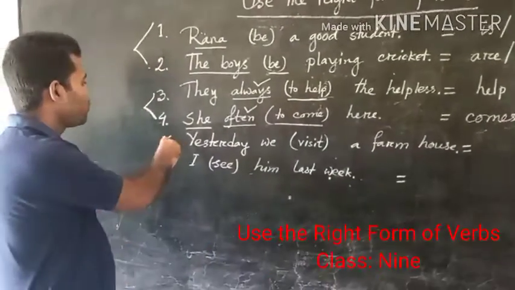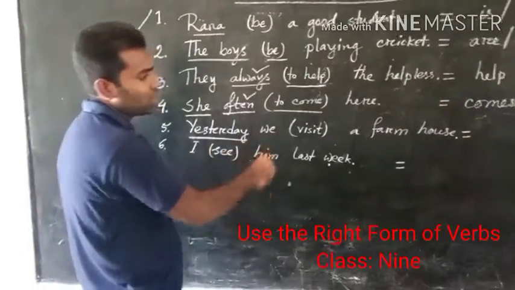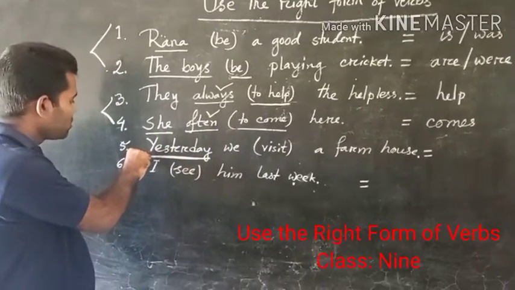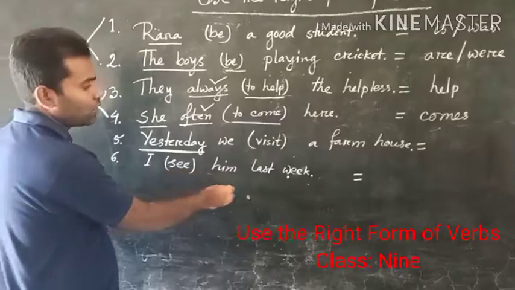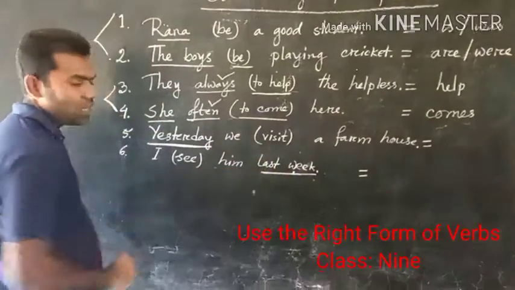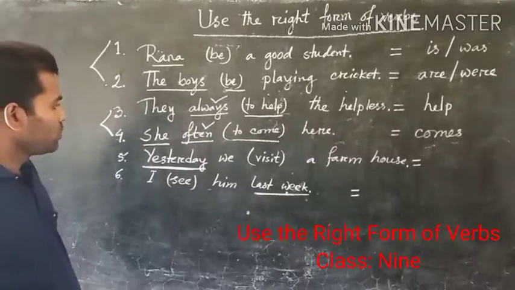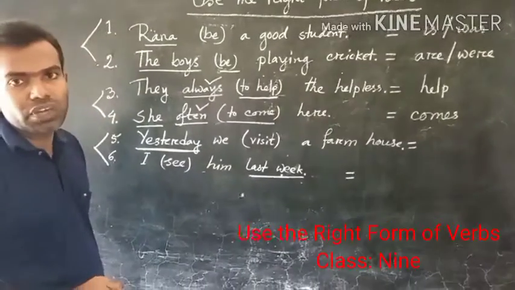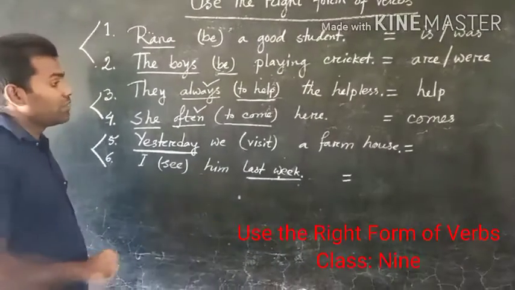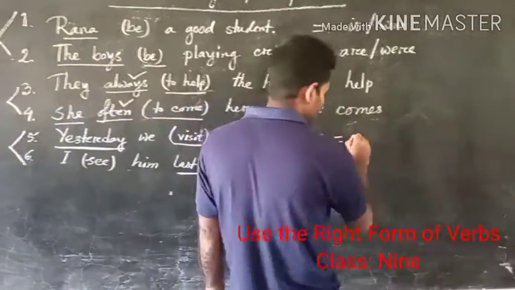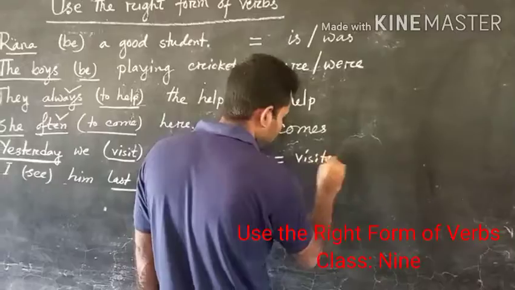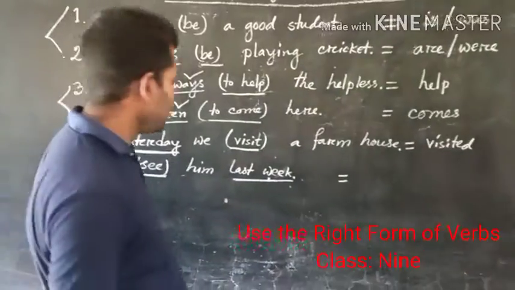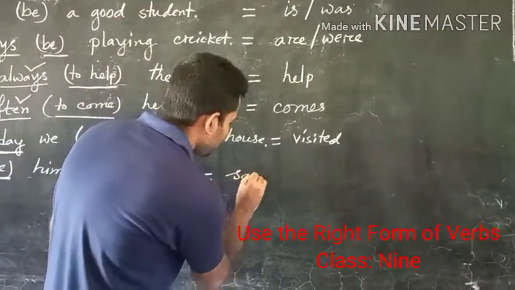Next, number 5, yesterday we visit a farmhouse. Yesterday is a sign of past. In number 6, I see him last week. Last week indicates past tense. So in these two sentences we have to use past indefinite tense. That means the verb will be visited. In number 6, the verb see, we have to use it in past form.